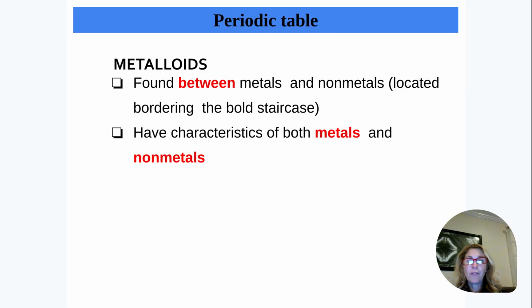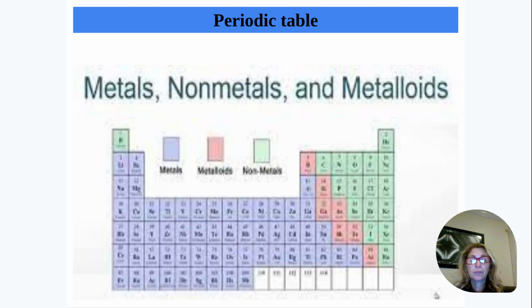The last category of elements is a small group of elements that are located physically between the metals and the nonmetals on the bold staircase on the periodic table. Those are called the metalloids, and they have properties that don't fit quite neatly as a metal or a nonmetal, characteristics of both. Here you can see where they're located. Again, keep in mind that hydrogen is that exception. It's located on the top left of the periodic table. However, it is not an alkali metal. It is a nonmetal.